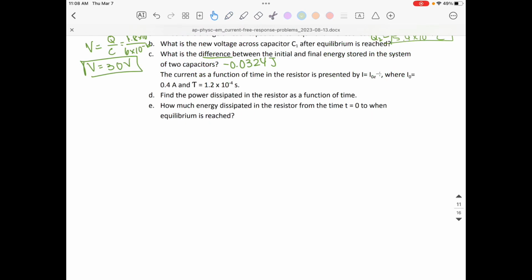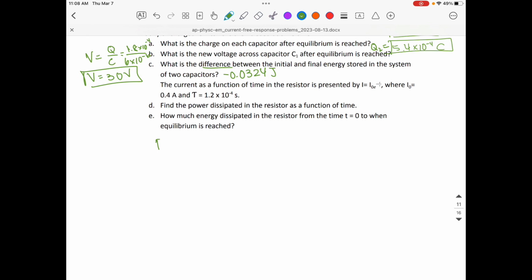So for part D, it's asking for power. Power is equal to IV, and we're given the current, so that's good. The only problem is we don't know the function for voltage. We're trying to find the power with respect to time, and what we do know, based on our VIR equation, is that the current is given, and the resistor stays the same. That's also given. It's a resistance of 120 ohms.